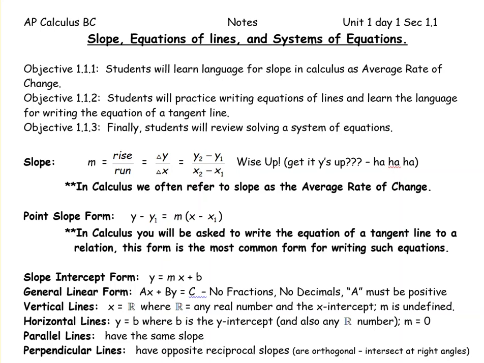Our Calculus BC course will start with some review of things that you might have even learned back in Algebra 1, but it's always good to have a quick refresher and maybe learn how they're going to incorporate these things into our calculus studies. We have just a simple section here on slope, equations of lines, and systems of equations. And I've broken the notes down into 3 different objectives.